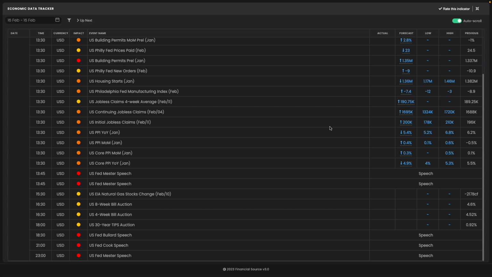Major trade risk here would be, of course, we get some Fed speakers that come in later in the session, particularly Fed's Mester speaking just after the event, but Fed's Bullard and Cook are also speaking, and that could change the sentiment around the dollar.